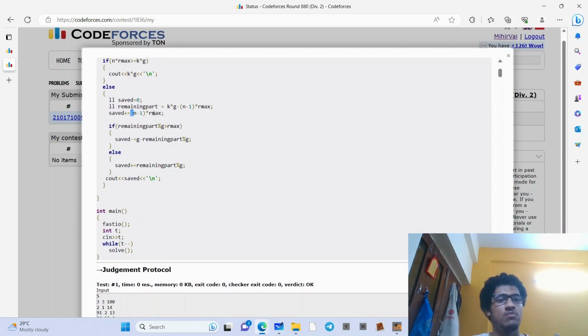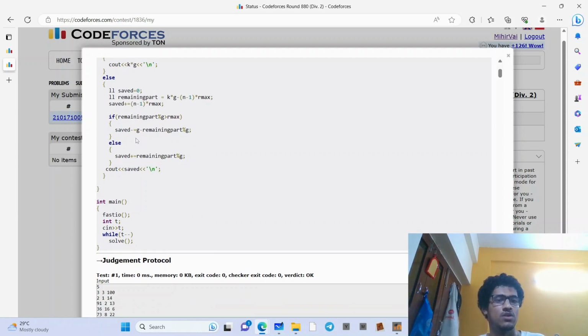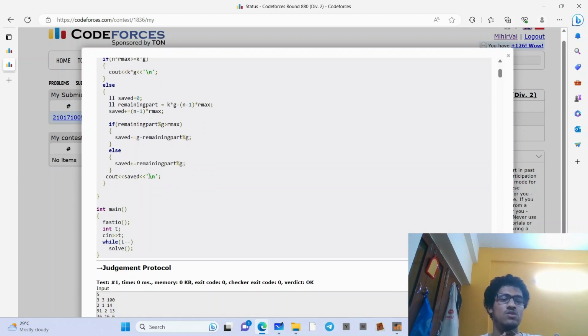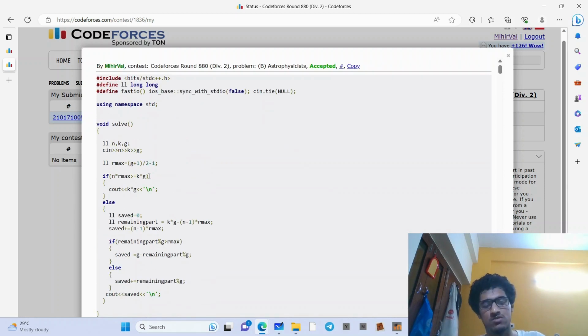Okay, so the first n minus 1 coins we assign to Rmax, and all of them will get saved, right? Because all of them directly turn into 0. And again, these are the cases which I discussed. If the remaining part of g is greater than Rmax, then we just upscale it, so we lose on some of the saved coins. Else we downscale it and we gain the respective remainders, and then we print it. So yeah, I guess we're done.